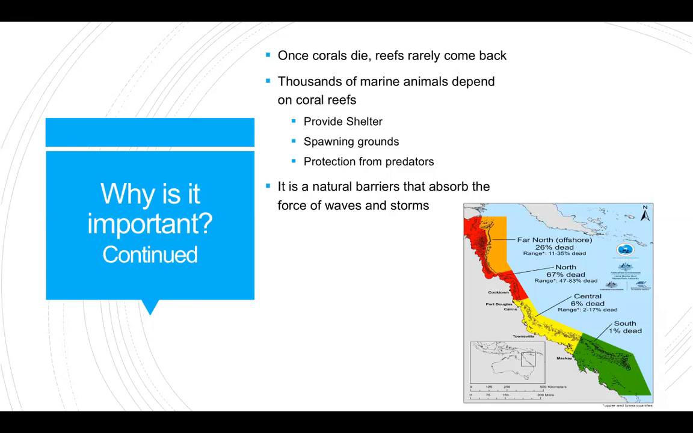The Great Barrier Reef also helps us by being a natural barrier that absorbs the force of waves and storms. Cyclones caused by climate change destroy our reefs but protect our coastlines.